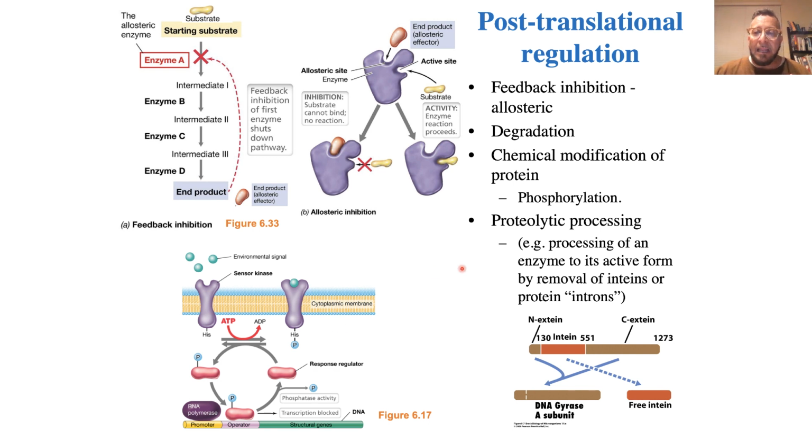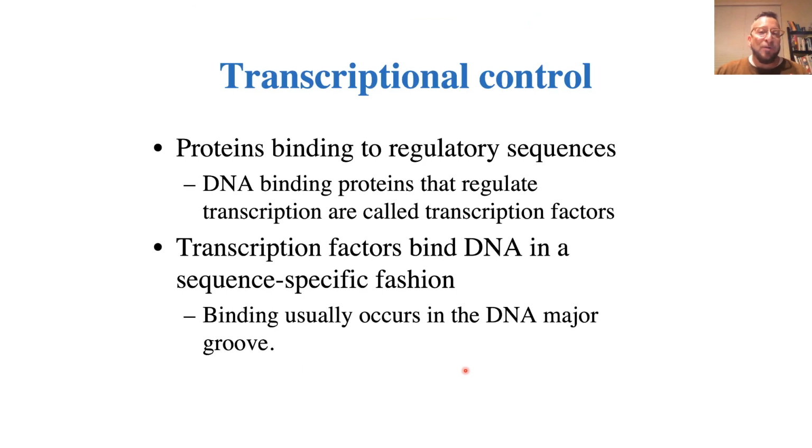The last one we can think about is proteolytic processing, where a protein is cleaved by proteases to remove an inhibitory site and then allow a functional unit to work. For example, the DNA gyrase alpha or A subunit has an intein, which is the equivalent of an intron in a protein. Only after removal of this intein do we have a functional enzyme. So those are some of the ways in which the activity of proteins could be regulated after they have been translated.